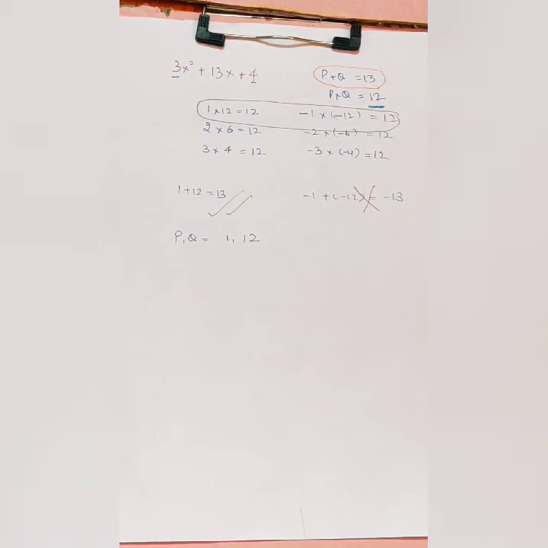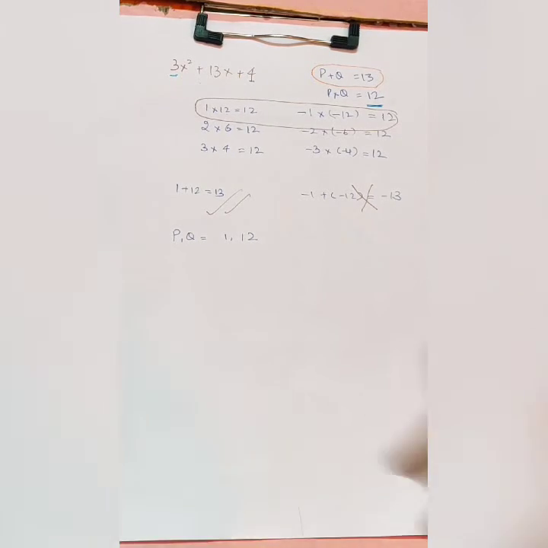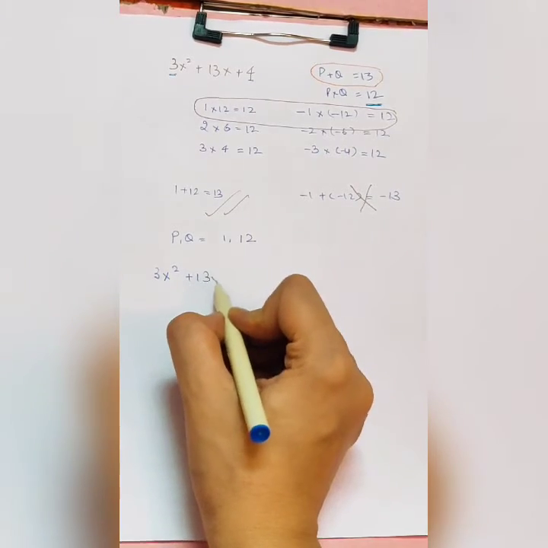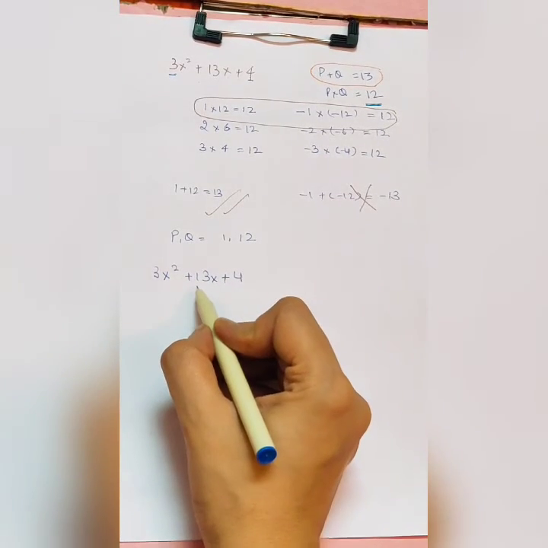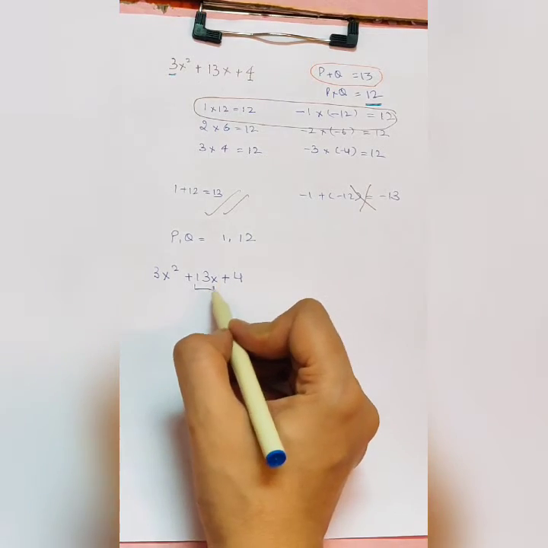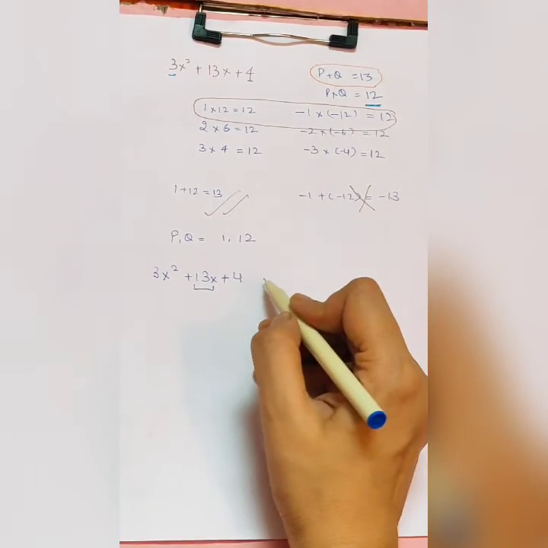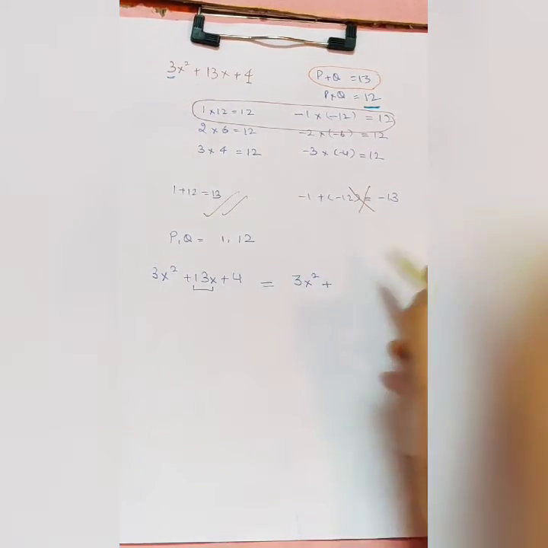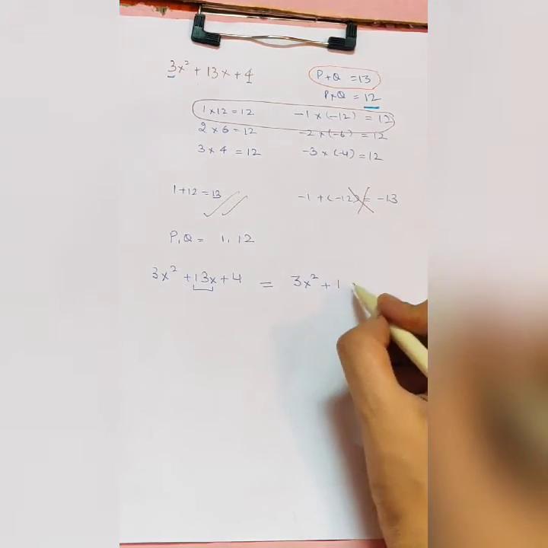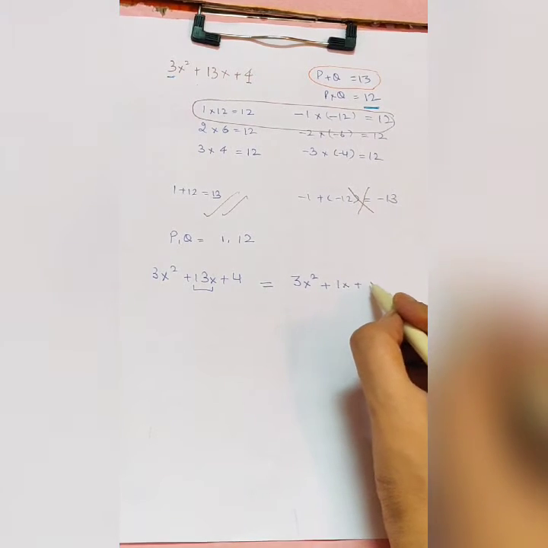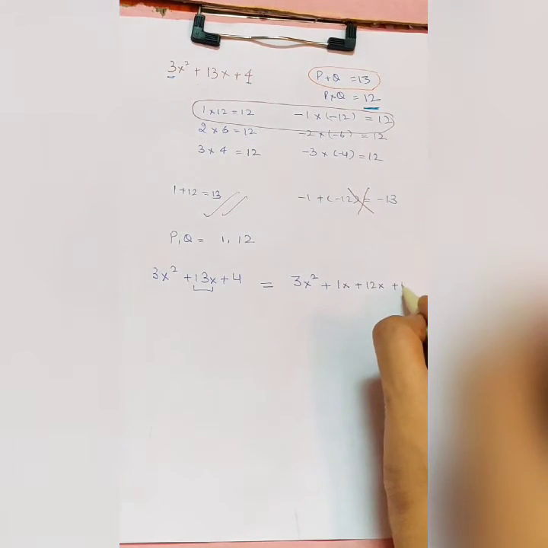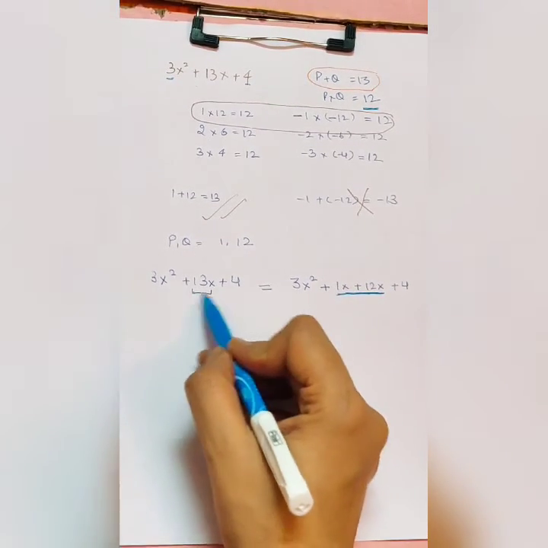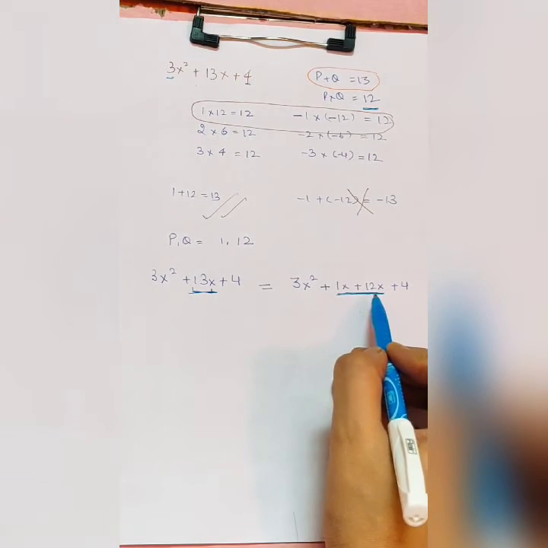Now how to proceed? Once we have found the numbers p and q, in the polynomial, which was 3x square plus 13x plus 4, we write this 13 as p plus q, which is 1 plus 12. So this is 3x square plus 13x is 1x plus 12x. So this is what we mean by splitting the middle term. We have taken this middle term 13x and have split it into two terms.